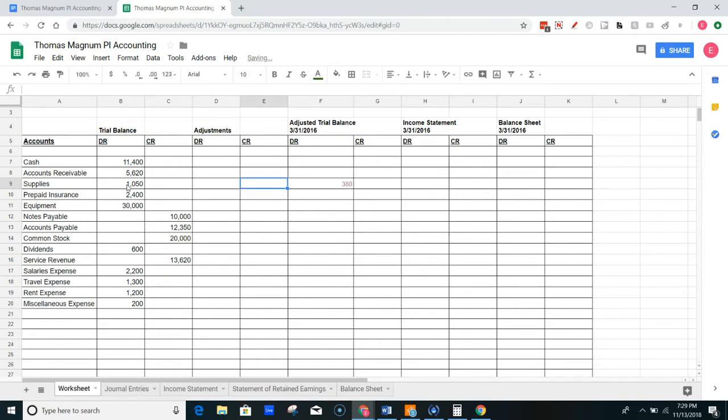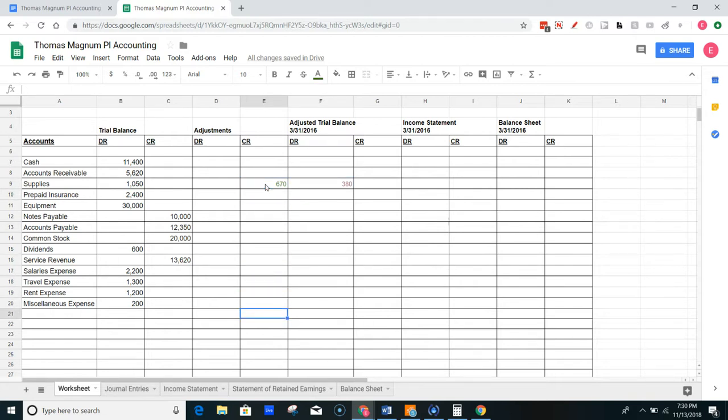How do I get that balance? Well, 380 minus 1,050 is 670. And this should make some logical sense, right? I have 1,050, now only have 380. So what happened? I used up 670. So that's going to be that right there.